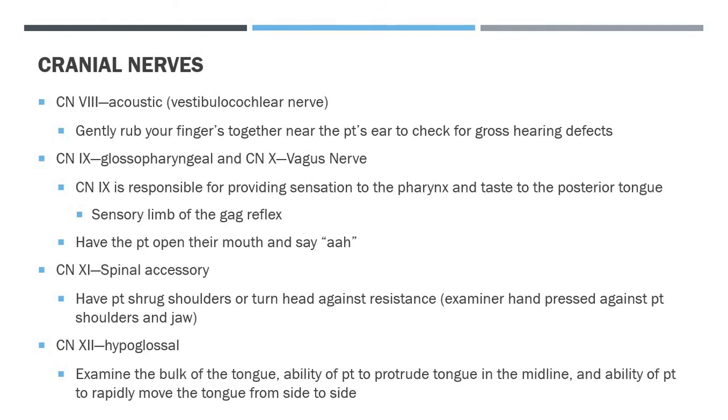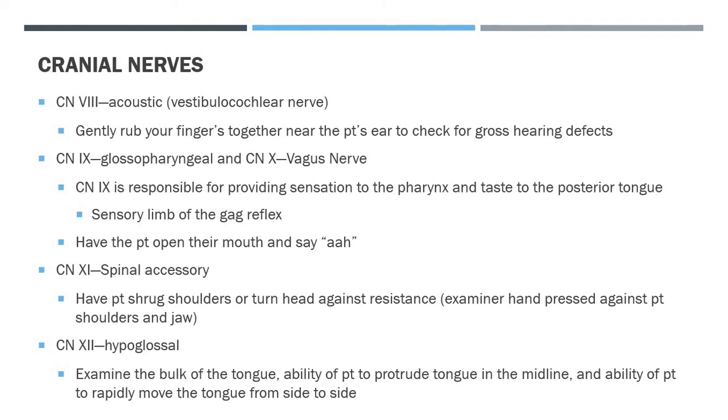Now, the 9th and 10th nerves are actually tested together, and probably everyone, if they've ever been to a doctor's office, has had this tested. So you're going to have the patient open their mouth and say, ah, and you're going to look for things like any deviation back there, uvula deviation. The reason we do that is because it's basically the sensory limb of the gag reflex. So the gag reflex is from these 9th and 10th cranial nerves. It also helps with your taste.